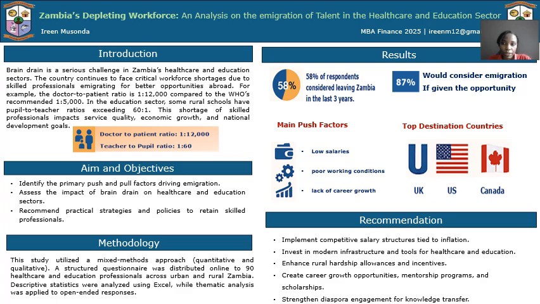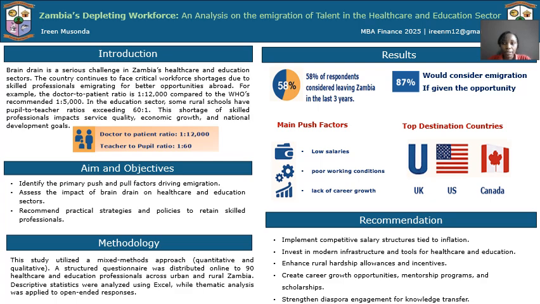So this shortage is something we need to really look out for because it compromises the quality of service that is being delivered by these professionals. Another thing that we need to look out for that is caused by brain drain in this sector is economic growth, because if the quality of service that is being provided is not up to standard, then the economic growth will be compromised, as well as the national development goals might not be achieved if brain drain is left unchecked.